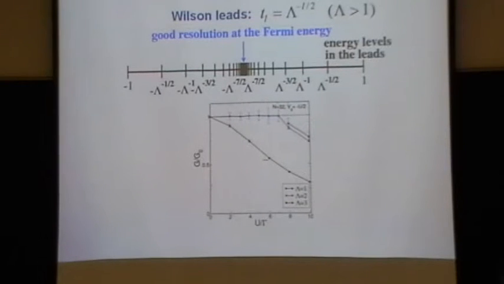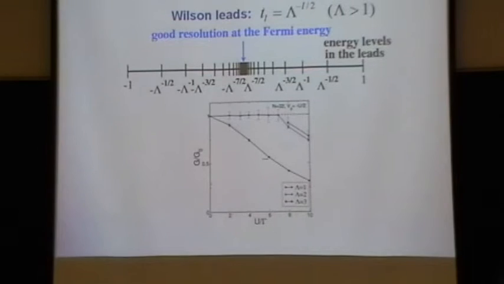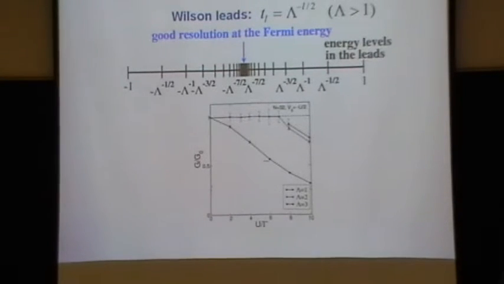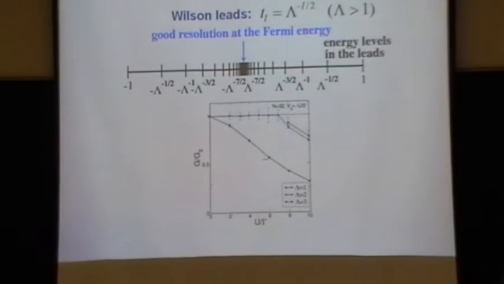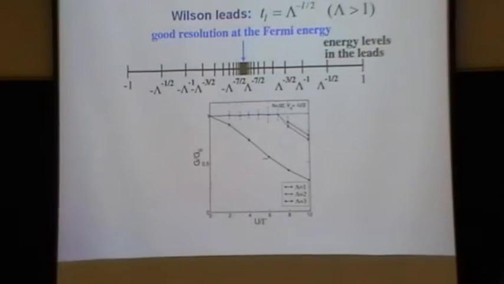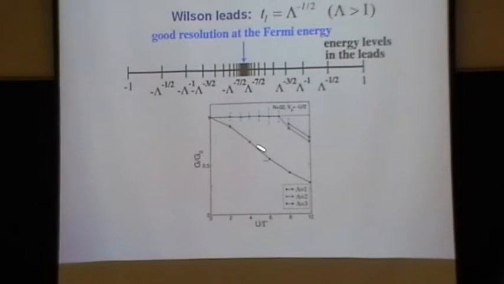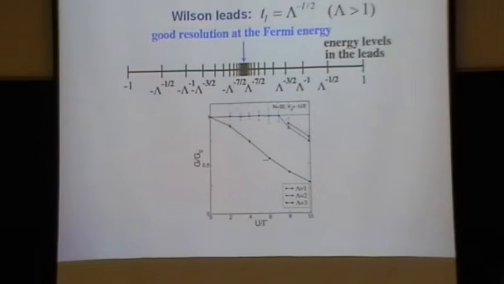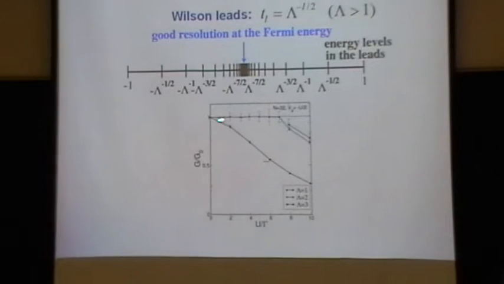Here I'm showing you the conductance as a function of U, the interaction in the impurity, for different values of lambda. If we take uniform leads, this is also at the particle-hole symmetric point. So here, Vg equals minus U over 2. What we see is that for uniform leads, we should recover one. We should always get one. That's what we expect, no matter what U we use. And we see that for uniform leads, we don't even get there. I mean, maybe for a small U, but not quite. So the finite size effects are very, very strong. This is really a bummer. But if you use Wilson leads, you see a very nice one out to very large U.